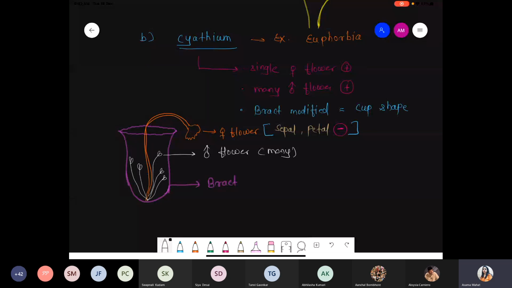Okay, so any doubt from the special types of inflorescence? Number one, hypanthodium, and number two, Scythium. Any doubt?